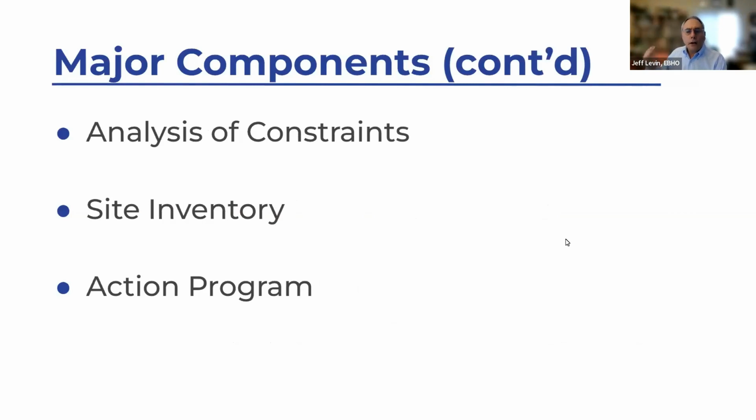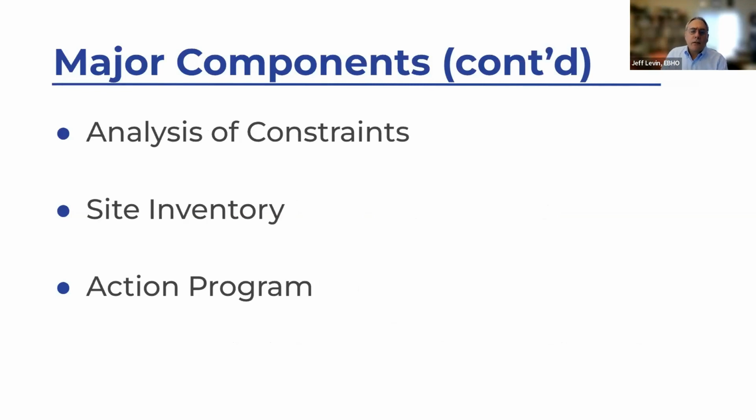The other parts include an analysis of constraints on housing, both governmental and non-governmental. Governmental constraints are things like land use controls and zoning. Non-governmental means the availability of financing, land costs, and neighborhood opposition.